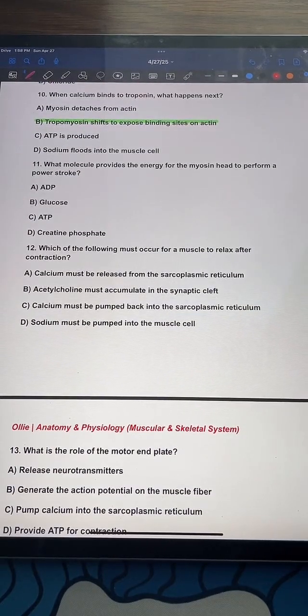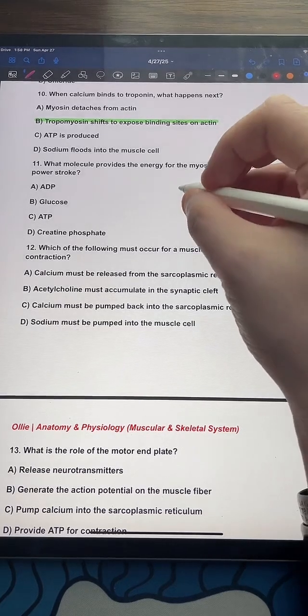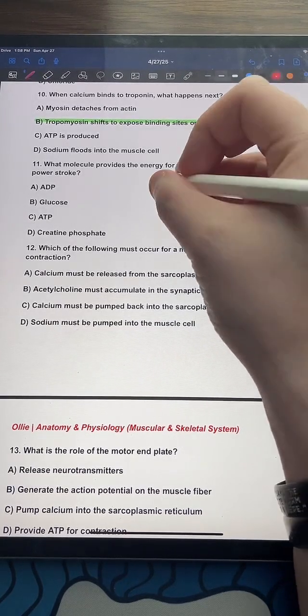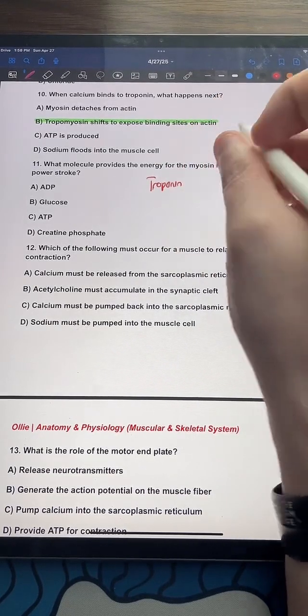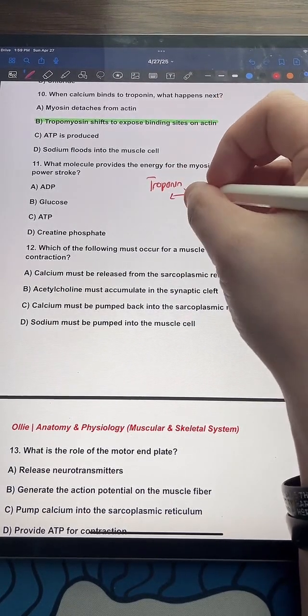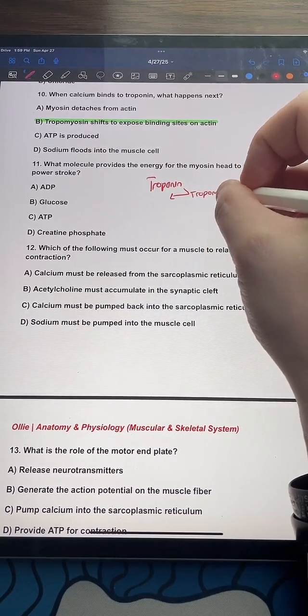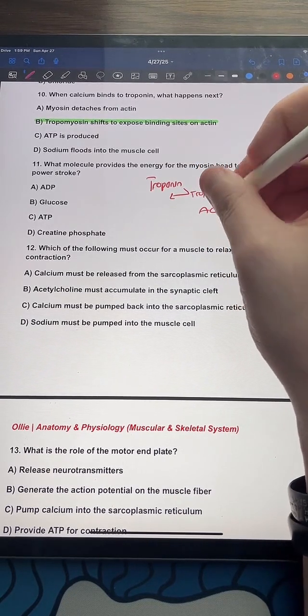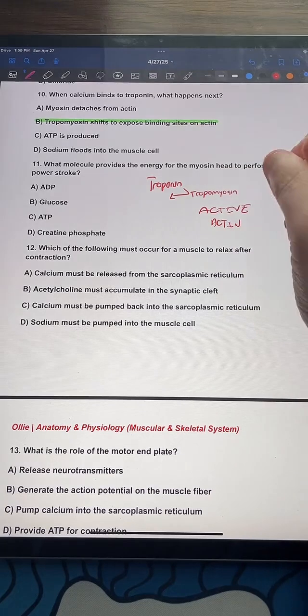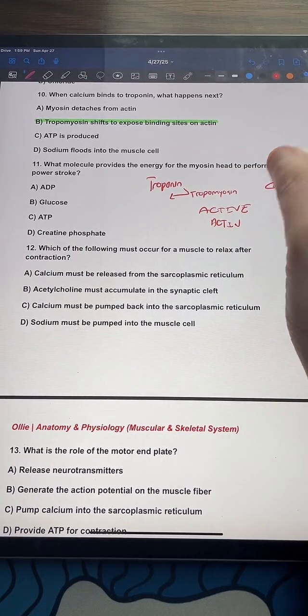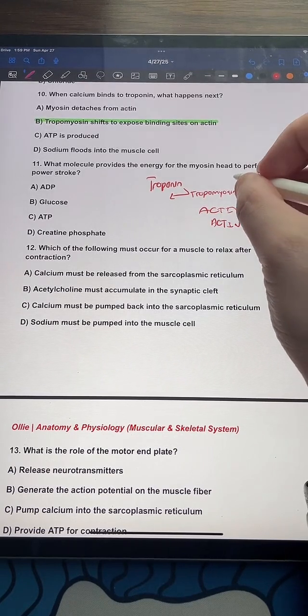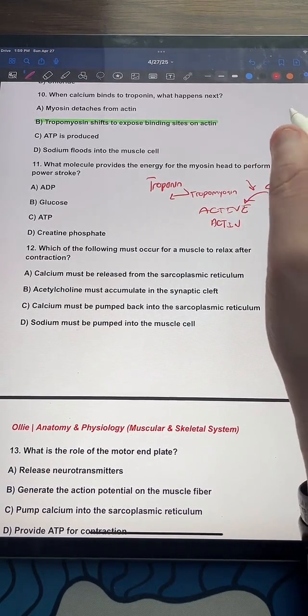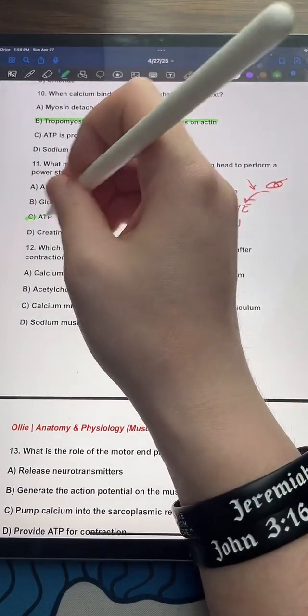Alrighty. Number 11, what molecule provides the energy for the myosin head to perform a power stroke? So let's talk here for a sec. Troponin moved tropomyosin from the active site of actin, and now the myosin heads have to bind to the active site, and they need energy to do so. What molecule would that be? It would be ATP. Answer choice C.